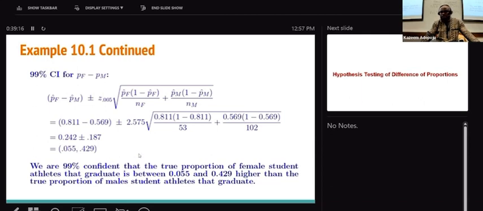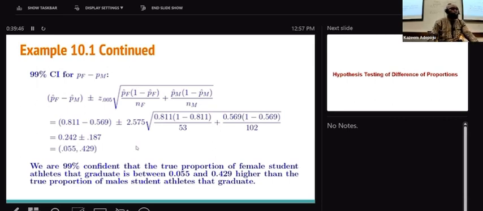How am I going to interpret this? I'd say we are 99% confident that the true proportion of female student athletes that graduate is between that and that, higher than the true proportion of male student athletes. Why do I say higher? Higher in the sense that the two values that I got in the interval are both positive. Does that make sense? Can we get 0 in the interval?